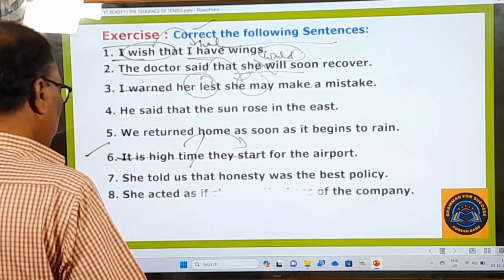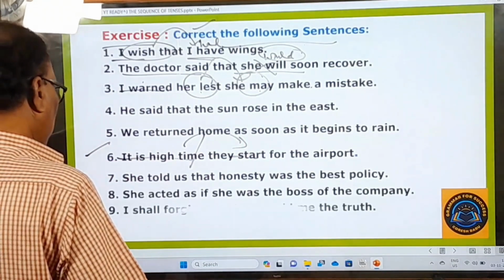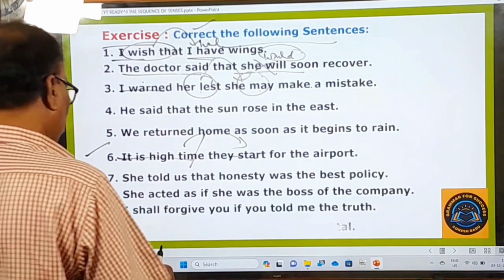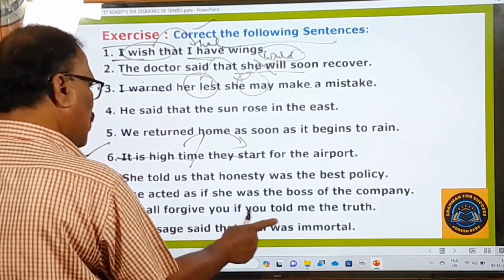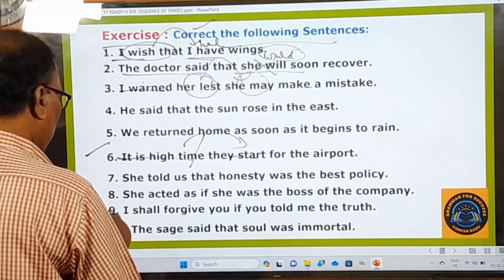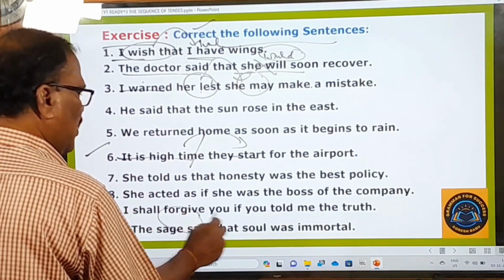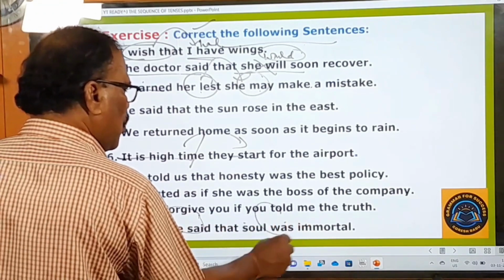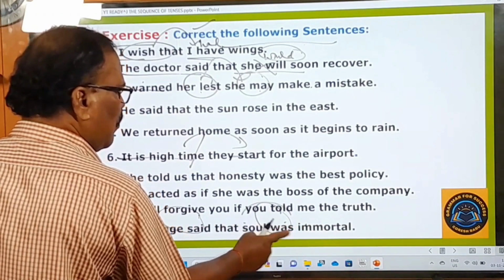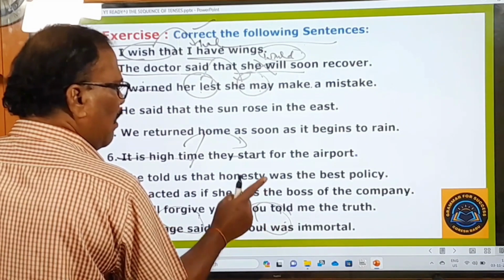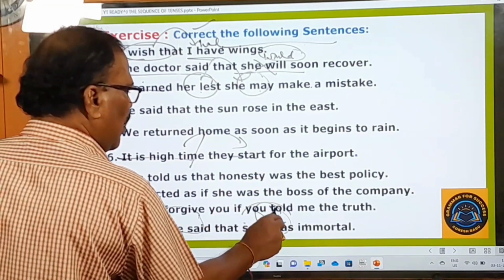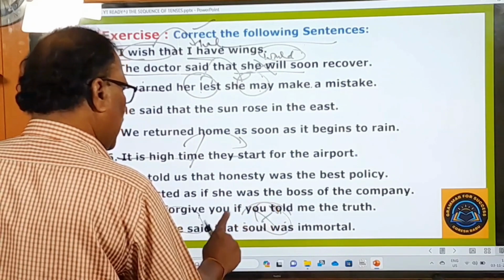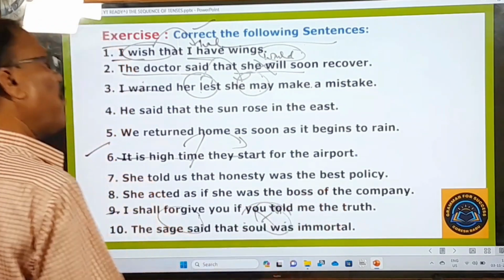Okay, and she acted. Okay, I shall. Okay. The sage said that soul was, in the 10th one. You see that I'm solving this. The sage said, past tense. The soul was immortal. This is wrong. This is a universal truth, but it was put in the past tense. That's why this is wrong. You have to say the soul is. He said that soul is immortal, not soul was immortal.